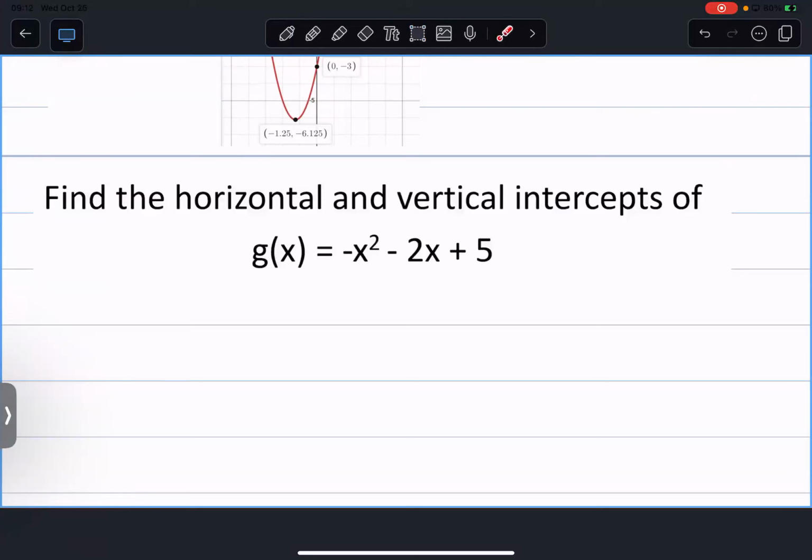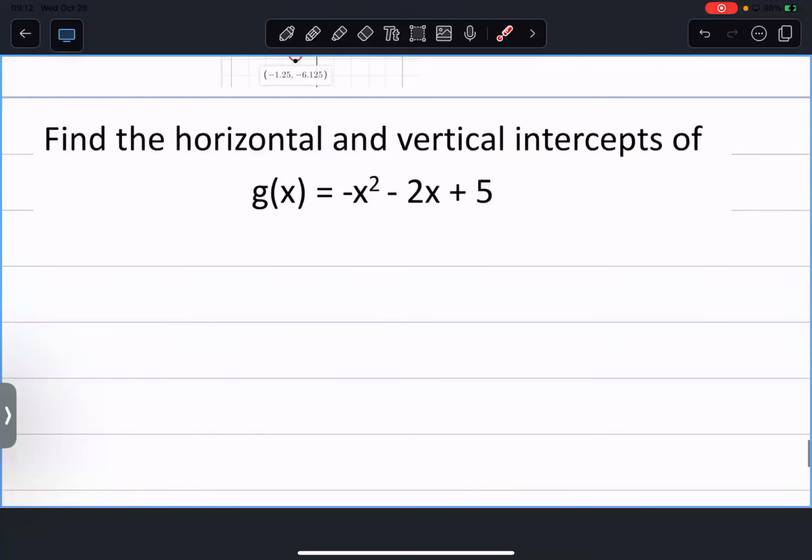So we're gonna find the horizontal and the vertical intercepts again. Right now, I have a negative coefficient on my leading term, right? And so now I know it's gonna be facing down. And so I could have horizontal intercepts, but if it's below the x-axis, then I don't, right? And so let's go ahead and find the vertical intercept first.